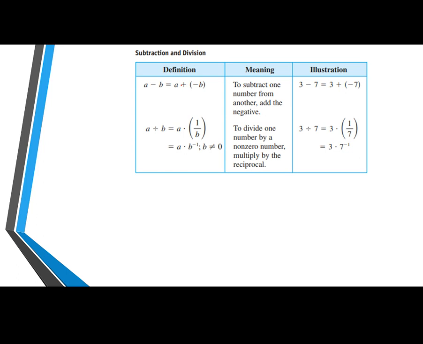Change the sign of the subtrahend and proceed to addition. To subtract one number from another, add the negative. So 3 minus 7 is just equal to 3 plus the negative 7. Then, the next definition is division. A divided by B is also equal to A times the reciprocal of B.